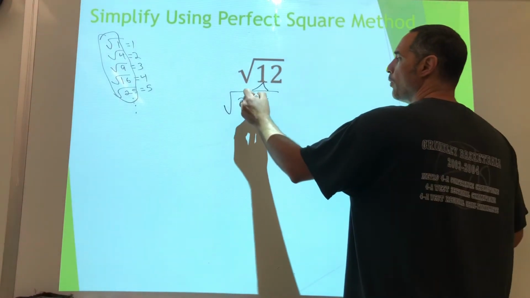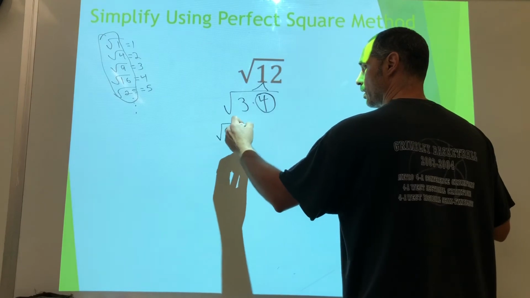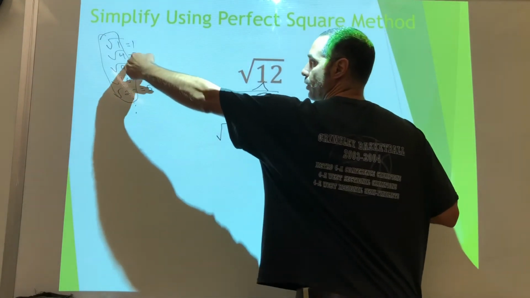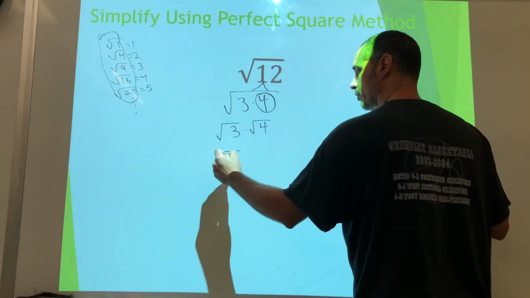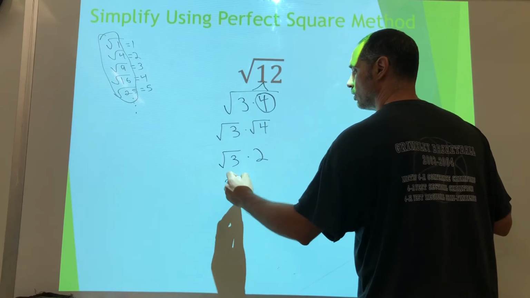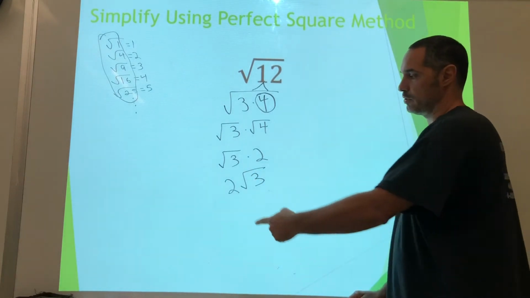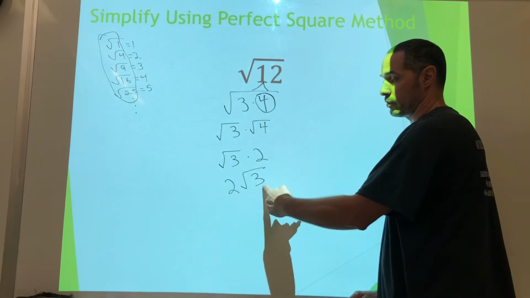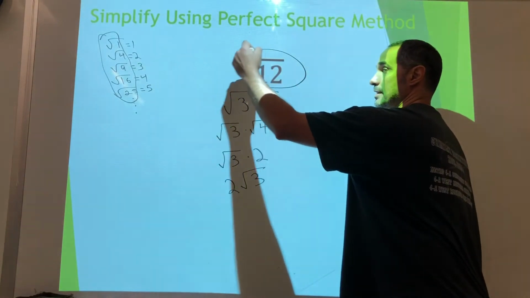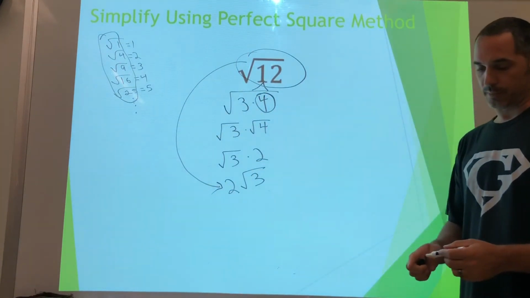Well, I know 4 is a perfect square. So this is actually the square root of 3 times the square root of 4. But the square root of 4 we know is equal to 2. So this is the square root of 3 times 2. And we write that as 2 times the square root of 3. So the 2 goes out front, and then the square root of 3 goes behind. So the square root of 12 simplifies to 2 times the square root of 3.